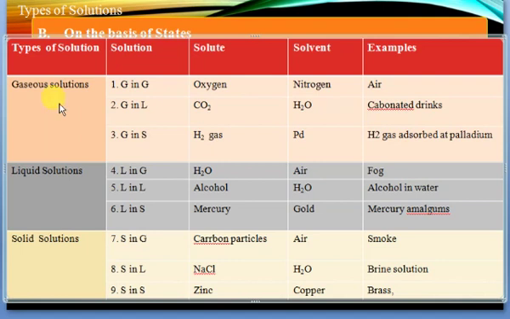The third basic type of solution on the basis of state is solid solutions. Here the subtype is 7. So when a solute which is a solid is dissolved in gas, here the gas is the solvent.